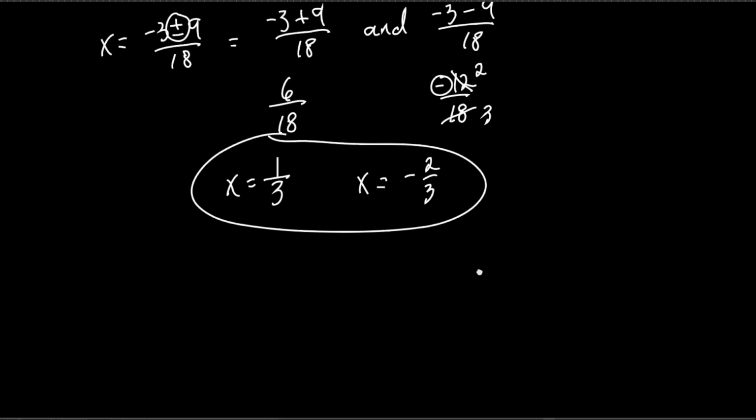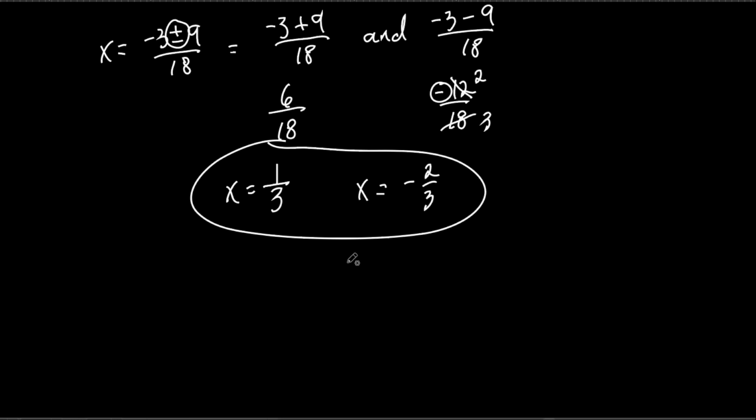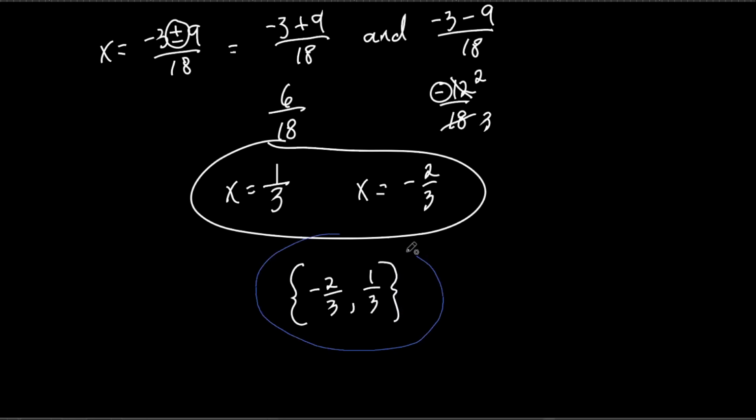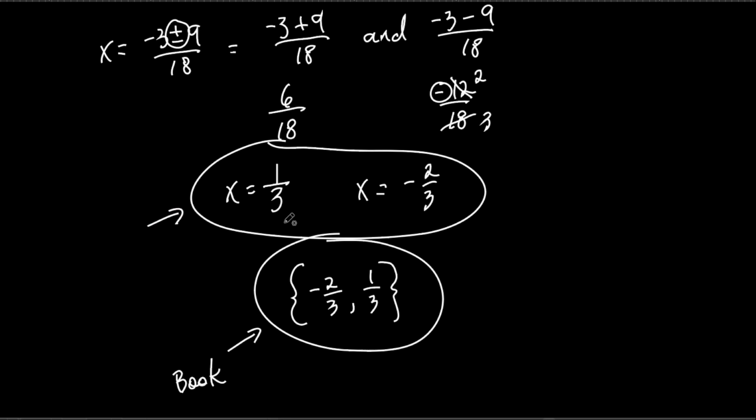Do you remember how the book writes it, though? They usually put the smallest number first. If it comes out like this, they usually put the smallest number first. So which one is the smallest one? The negative 2/3. And then they put a comma. Then they put the bigger one next. And they put it in this little brace thing like that. So this is the way the book writes it. This is the way that I write it. I'm good either way. But I just want you to realize when you turn to the back of the book and look at the odd answers and you see this, it means the exact same thing as this. I'm fine either way. I really have no preference.